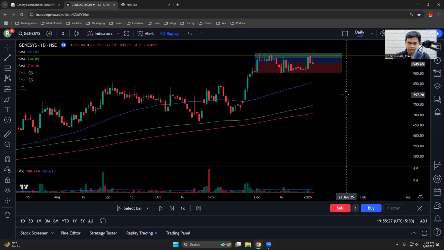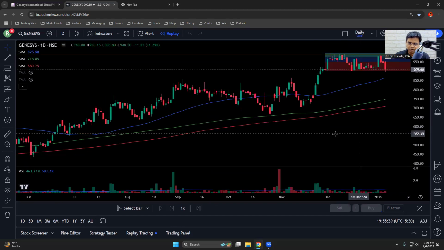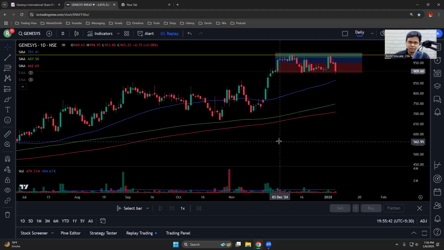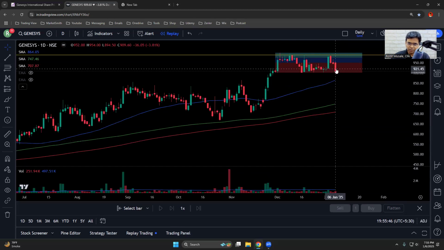Okay. So this is the chart that I saw yesterday. And I said, I'm not going to get into this stock. I'm not going to put this stock on my buy alert list. And look what happened today. See, when you reject a stock, you have to go back and see whether the decision that you took was right or wrong. Look what happened today.